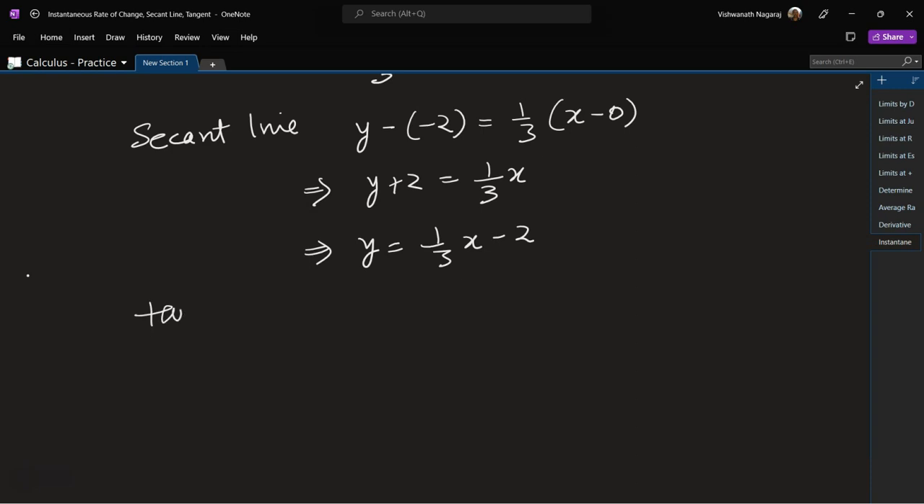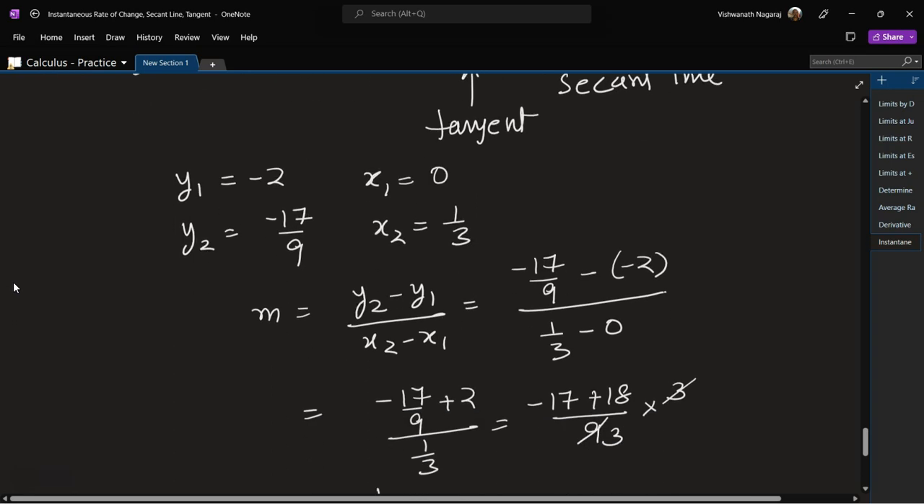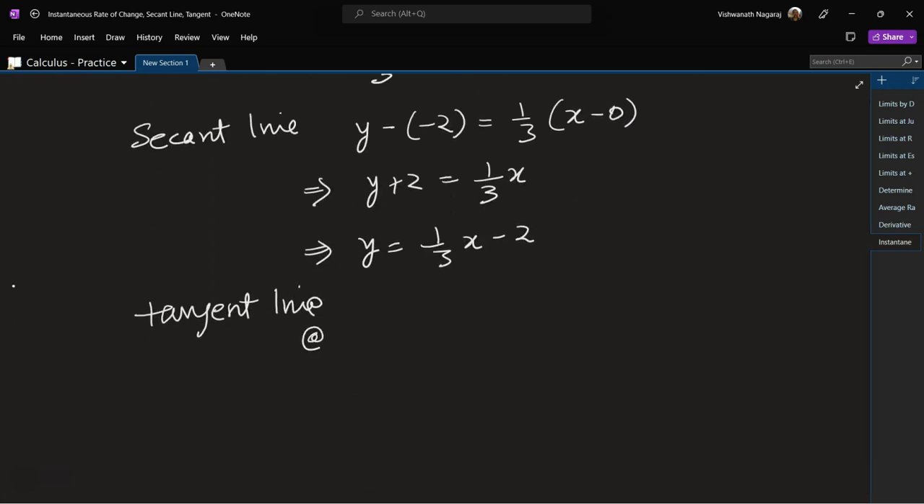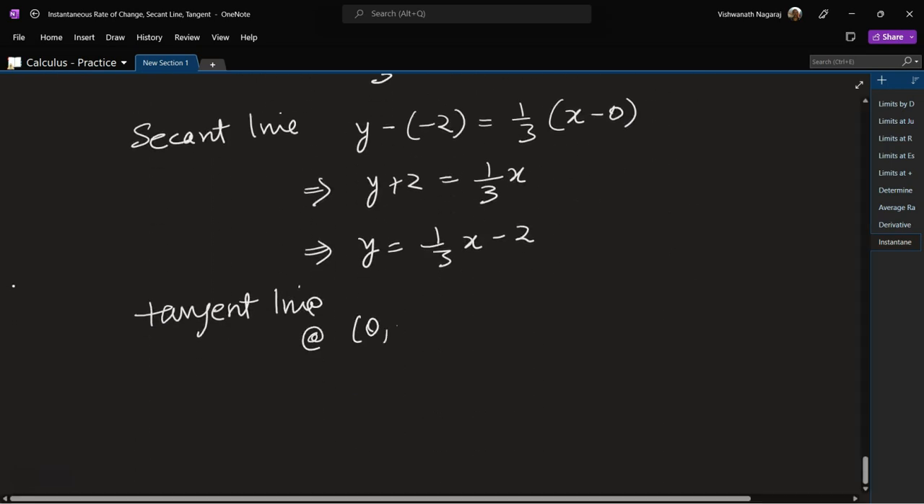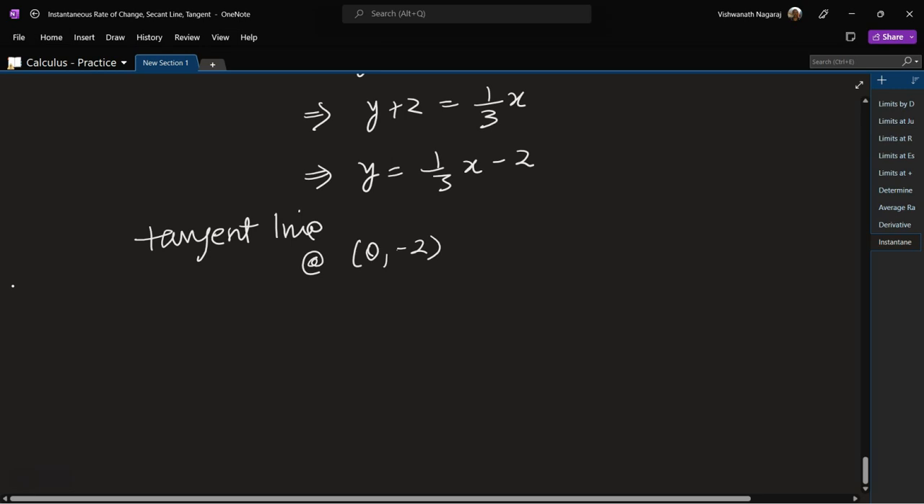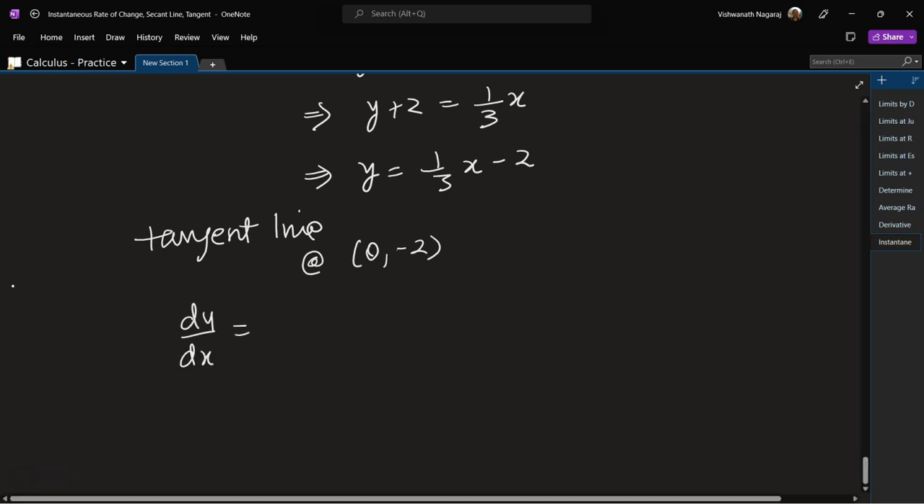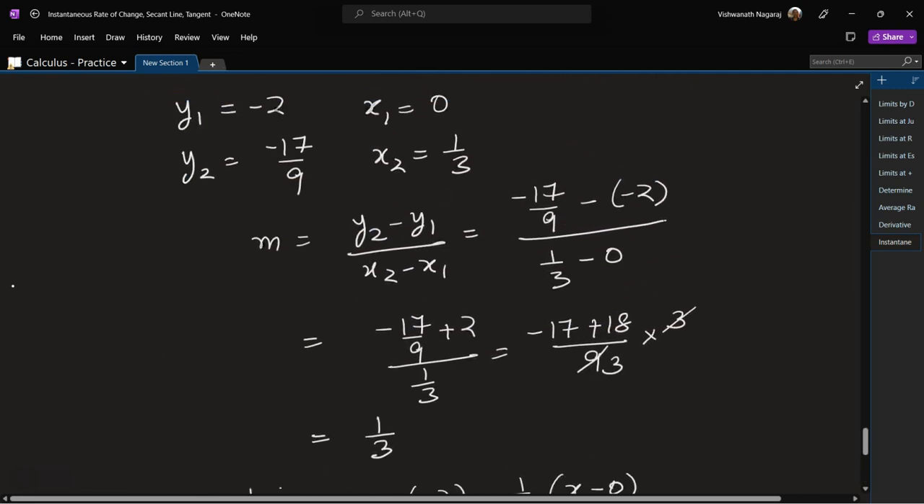Now the tangent line at which point? At the first point, that is 0 comma minus 2. Tangent line at 0 comma minus 2. Okay. So again, for this also what do we require? We require the slope at that particular point, which is nothing but the instantaneous rate of change. So which means dy by dx of the curve.